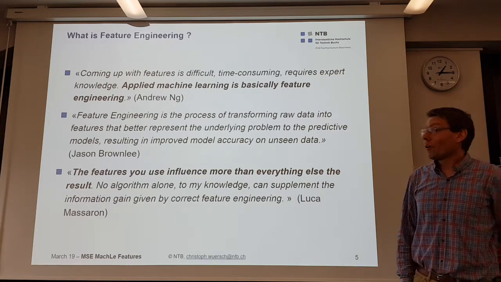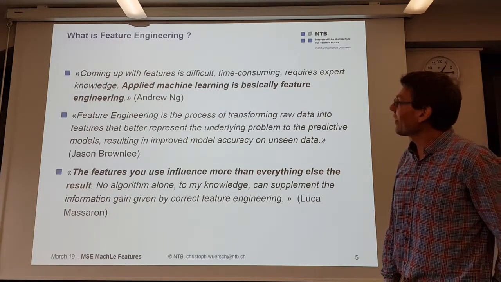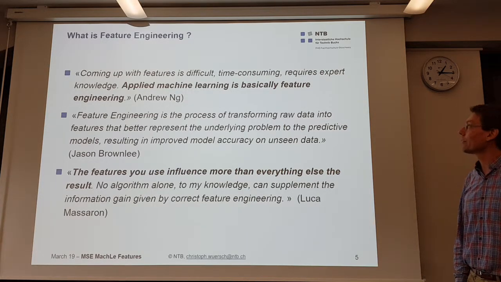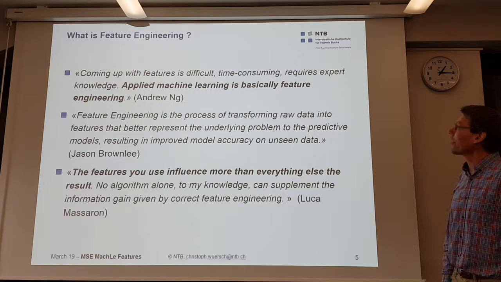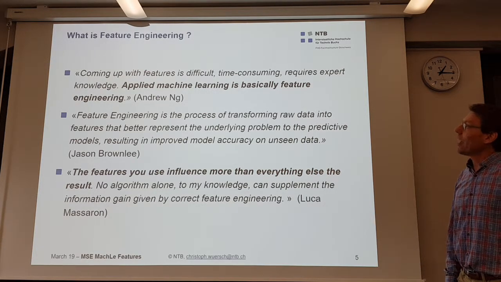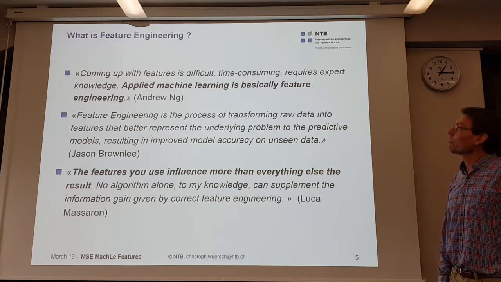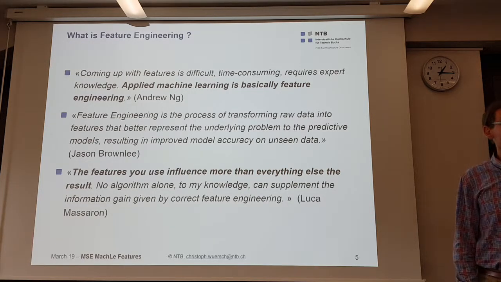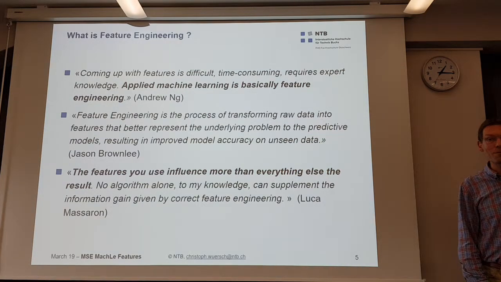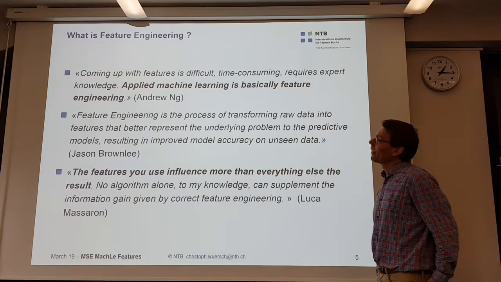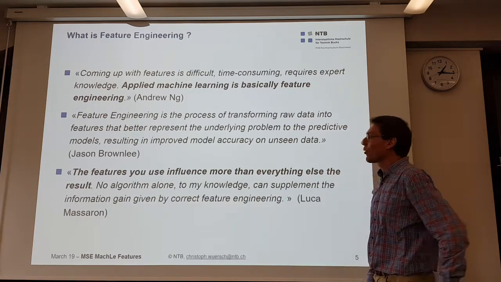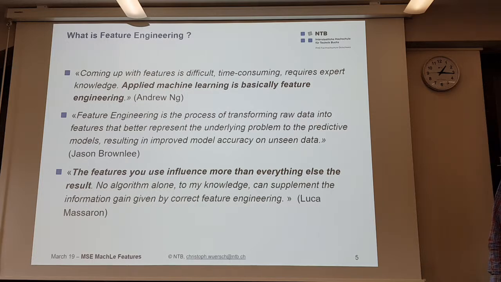Here are some voices from some machine learners about feature engineering. Coming up with features is difficult, time-consuming, requires expert knowledge, but it's good actually. A learner needs expert knowledge. And applying machine learning is basically feature engineering. This is Andrew Ng from Stanford University, a very famous machine learner. So he says, this is a lot of work. You really have to crank your arms and work.